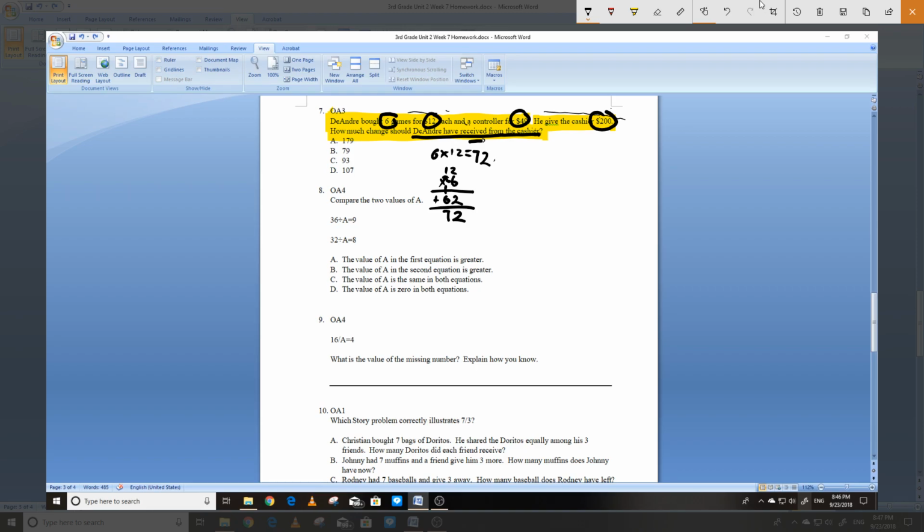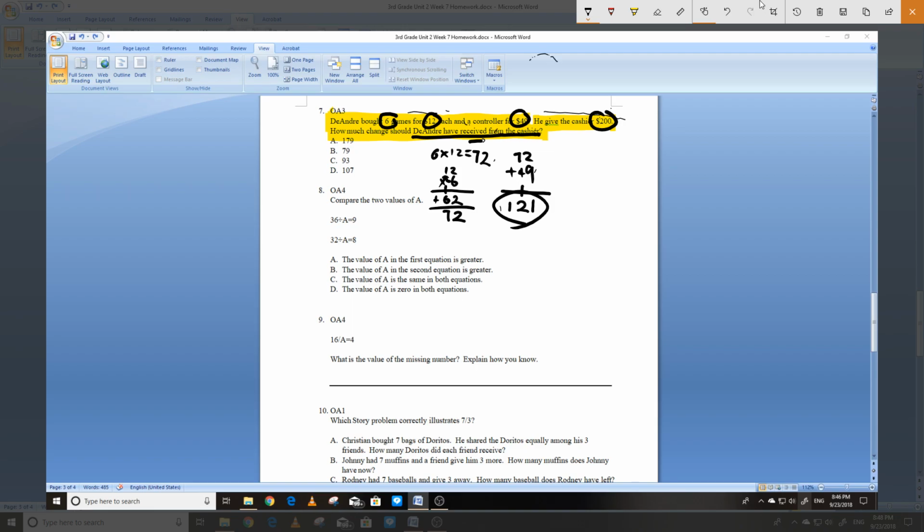We're going to add 72 with the price of the controller. 72 plus 49. Let's add that. 2 plus 9 is 11. 7 plus 4 is 11. Plus 1 more is 12. The answer here is 121. But we're not done because we need to subtract here.